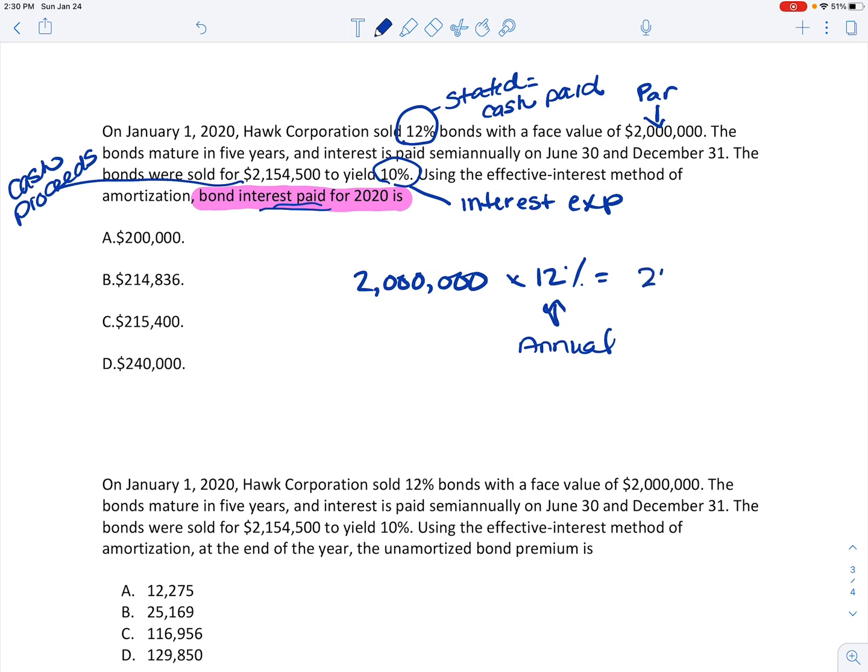And that's going to give me the 240,000 because they want the interest paid and not the interest expense. The answer would be D.